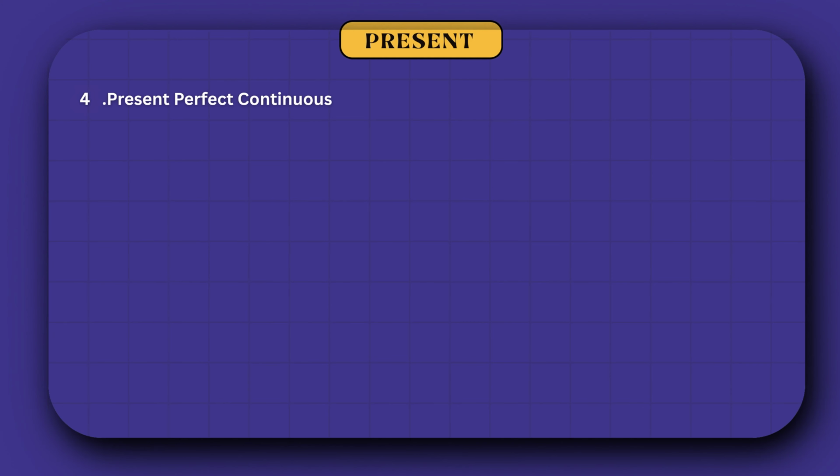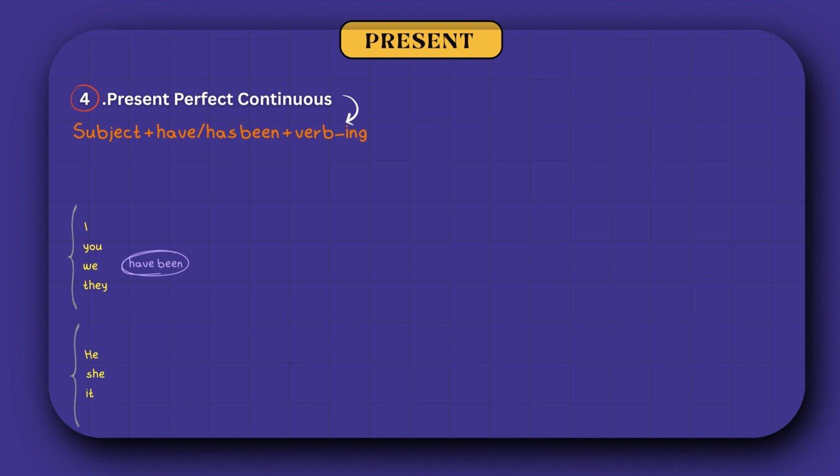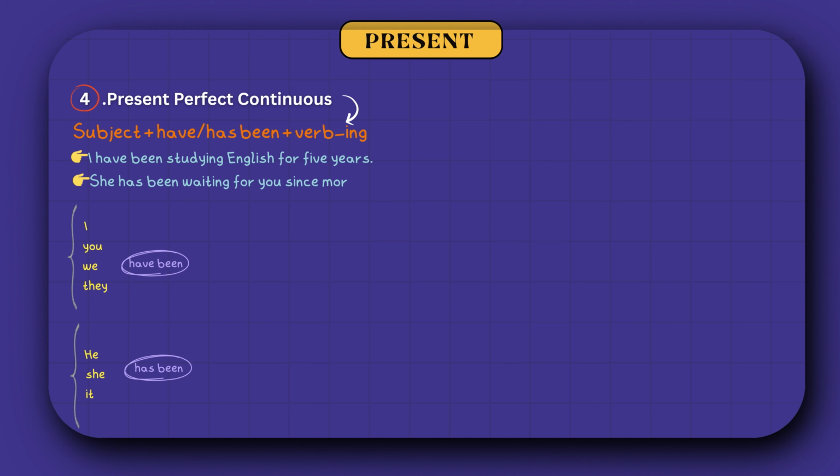Present perfect continuous. Structure: subject plus have/has been plus verb-ing. I, you, we, they have been. He, she, it has been. Examples: I have been studying English for 5 years. She has been waiting for you since morning.